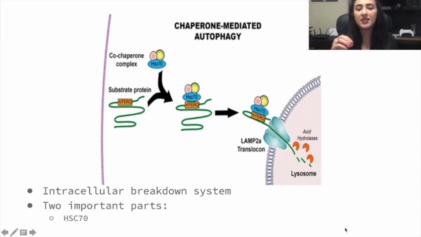And it walks it down to our second important part, which is LAMP2A, which is the door to the lysosome. And just as a quick reminder, lysosomes are organelles within a cell where things get broken down. So LAMP2A recognizes Hsc70 and it opens to allow the protein to get into the lysosome, where it will get destroyed into amino acids or recycled into something else.